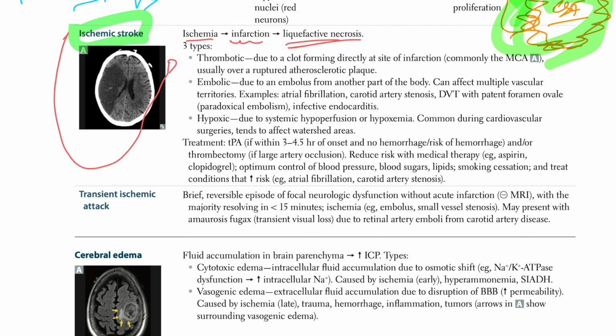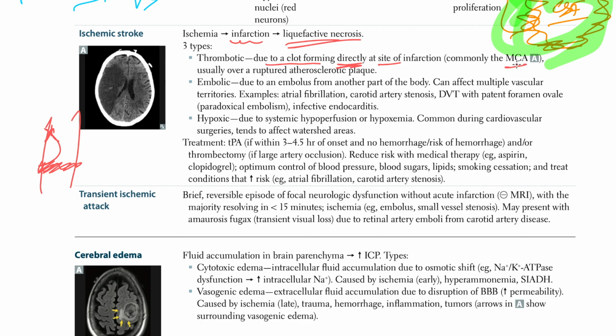We have the thrombotic. Thrombotic means you have a thrombus formation in the vessel, so you occlude the whole vessel. You get clot forming directly at the site of infarction, commonly at the MCA, usually over a ruptured atherosclerotic plaque. So you have atherosclerotic plaque, there's a rupture, and when you rupture, there's going to be clot formation that would block the whole artery, right? Most commonly the MCA, and that will give you thrombotic stroke.